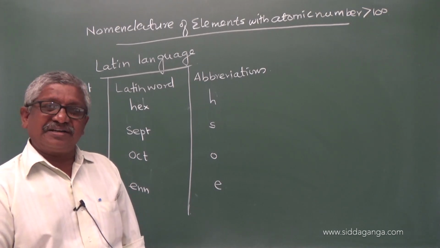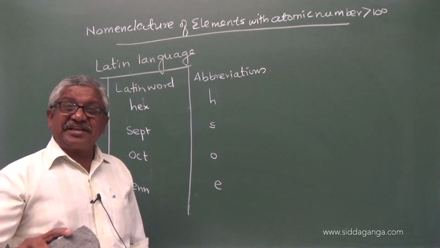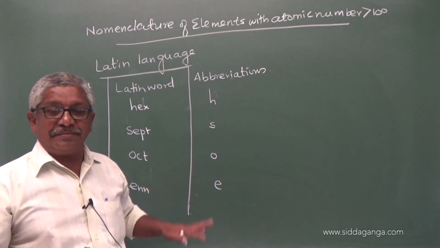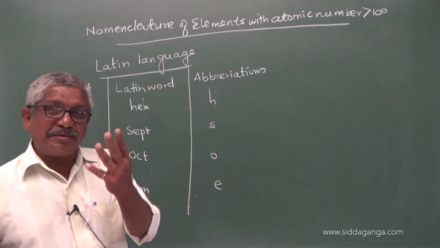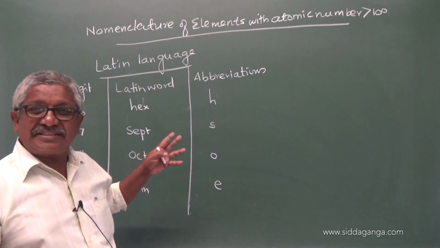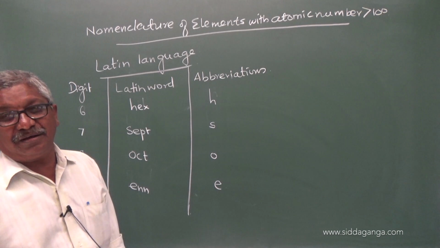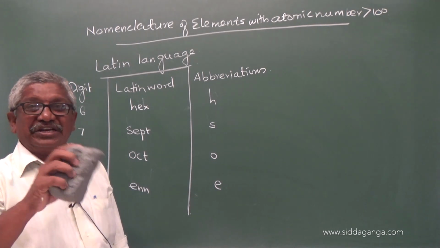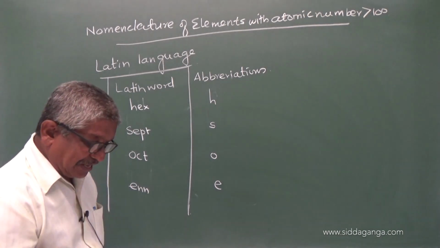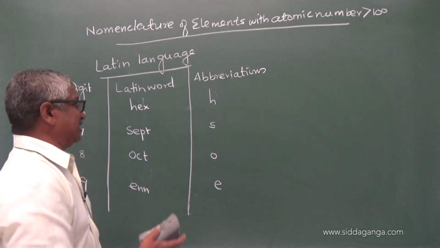We will start with 100. Starting with 100, we will see how the systematic name is formed using Latin words. The last three letters you remember: IUM. For other digits, the names are available in the tabular column. You follow them, you will get a systematic name. The IUPAC name is also available for some elements. I will write it separately.